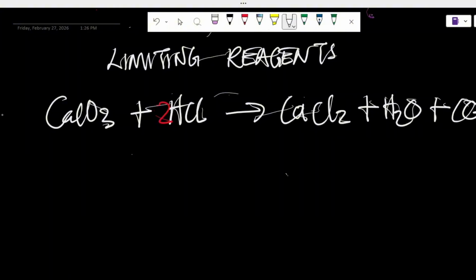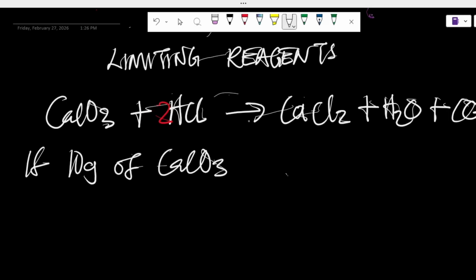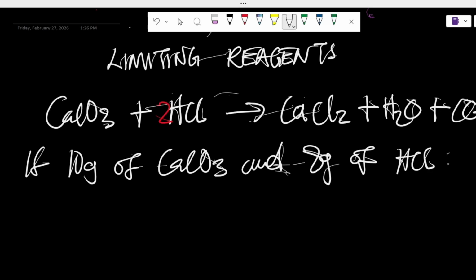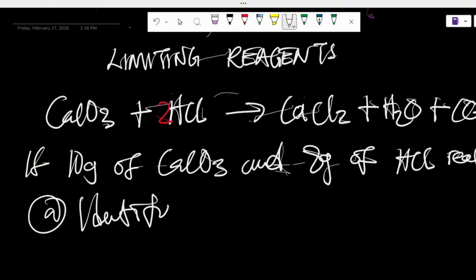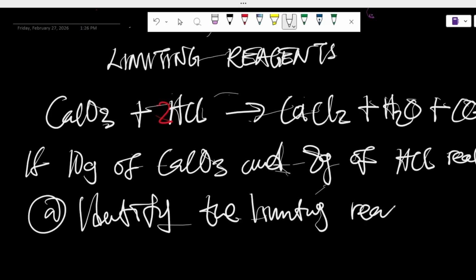Now if 10 grams of calcium carbonate and 8 grams of hydrochloric acid react, then identify the limiting reagent. What would you say? Which one is a limiting reagent?